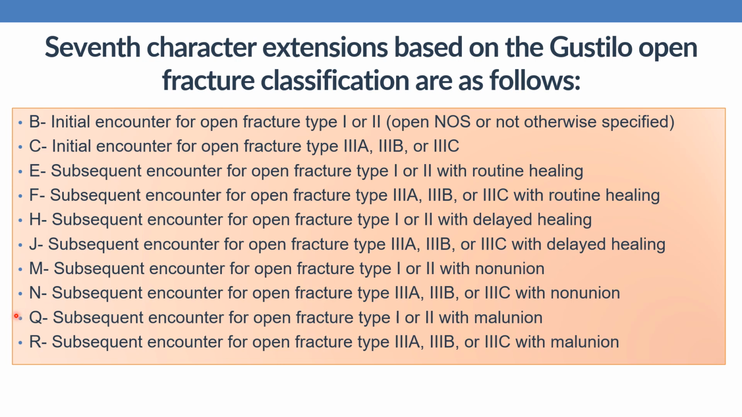Next, coming to 7th character M, subsequent encounter for open fracture type 1 or 2 with non-union, whereas N indicates subsequent encounter for open fracture type 3A, 3B or 3C with non-union. Finally, Q indicates subsequent encounter for open fracture type 1 or 2 with malunion, and R indicates subsequent encounter for open fracture type 3A, 3B or 3C with malunion. These are the various 7th character extensions for coding open fractures based on the Gustilo open fracture classification.